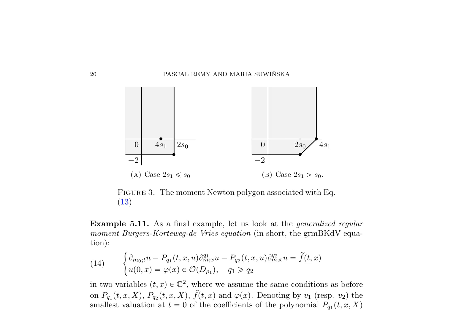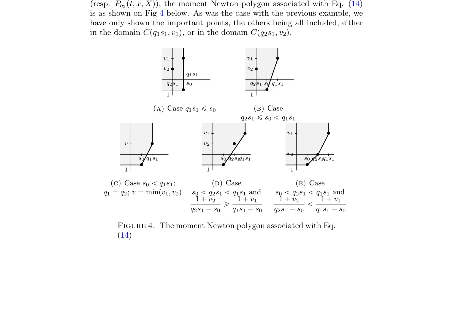Lastly, the paper examines the generalized regular moment Burgers-Korteweg-Vries equation 14, emphasizing the importance of the smallest valuations in the polynomial coefficients for the moment Newton polygon. Throughout, the research emphasizes the connection between the moment Newton polygon, critical values, and Gevrey regularity, providing a comprehensive analysis of these concepts in various nonlinear moment PDEs.